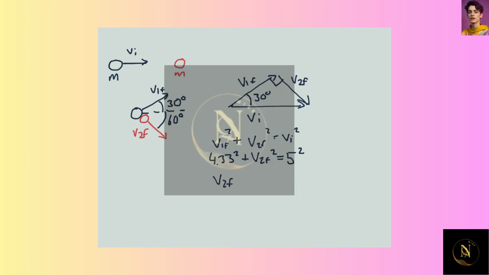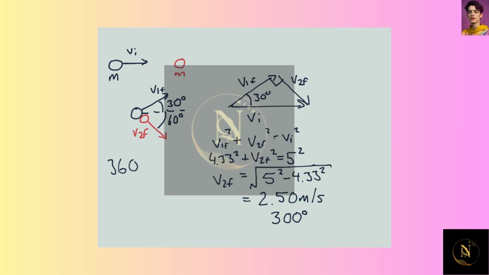So V2f is equal to the square root of 5 squared minus 4.33 squared, which comes out to be 2.50 meters per second. Now we also need to note the angle for this, and the answer is not 60 degrees for this, it's actually 300 degrees, because we have 360 minus the 60.